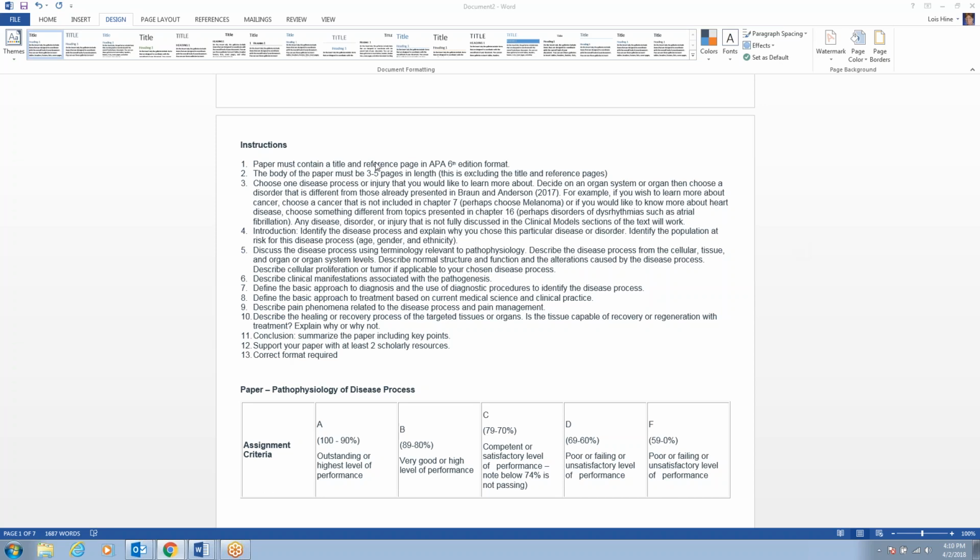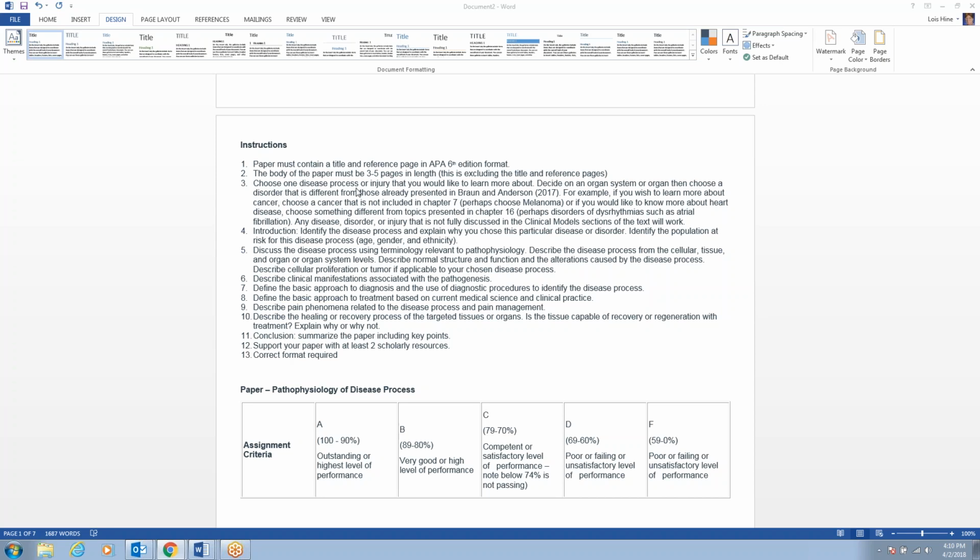So that's number one. You're going to have a reference page. You're going to have a title page. The body of the rest of the paper, so everything in between that title page and the reference page, has to be 3 to 5 pages in length. And if you're answering everything in this rubric, you're definitely going to have that much.